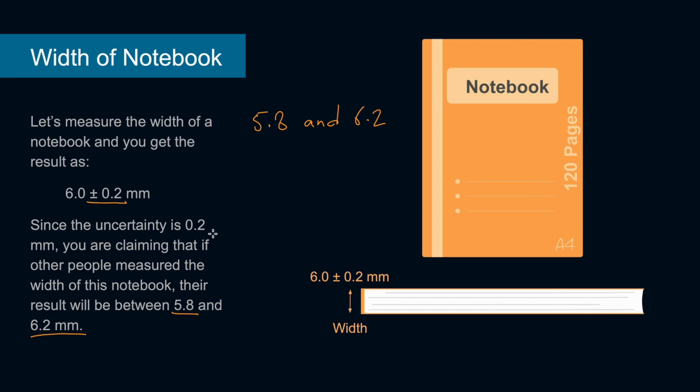Uncertainty basically gives you a limited range of values, and any measurement of any physical quantity that you try to measure will be inside that given range of values. That is basically the uncertainty here.